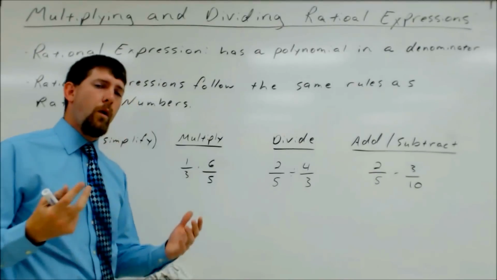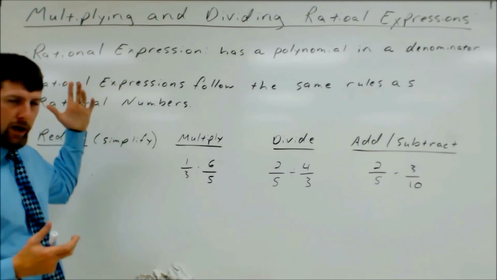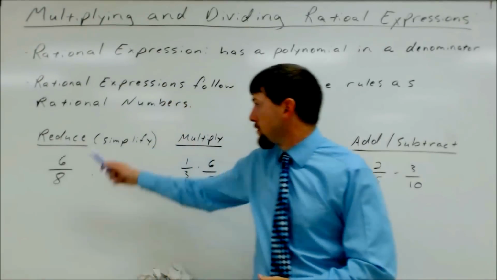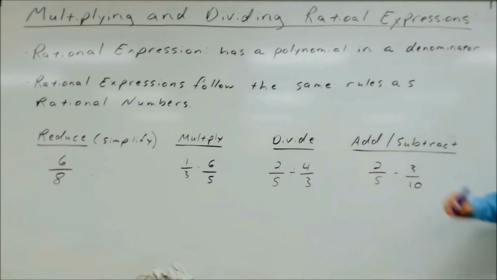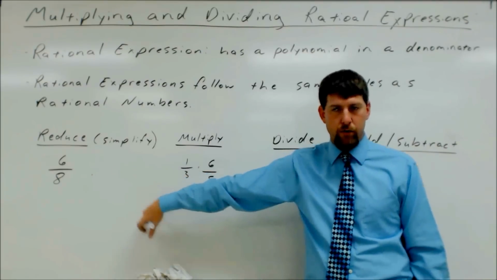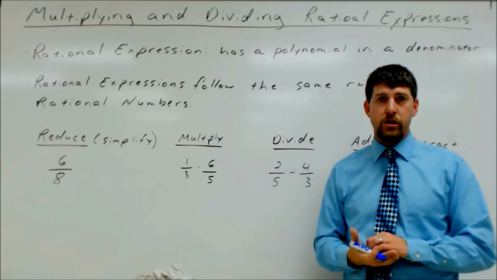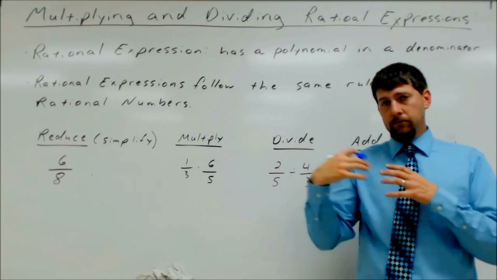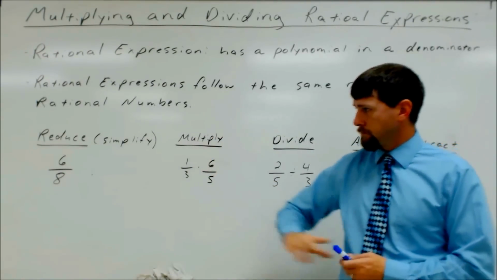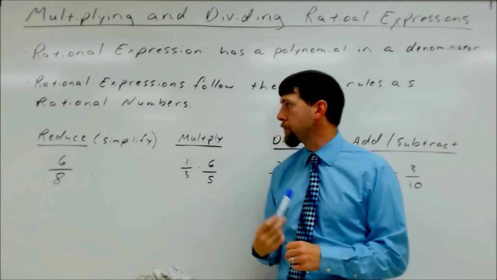Now, when we talk about working with rational expressions, we're actually looking at working with rational numbers. Rational expressions follow the same rules as rational numbers. So if we talk about reducing a fraction, multiplying, dividing, adding, or subtracting, the same rules that we use for rational numbers, we're going to use for rational expressions. Because remember, a polynomial expression is just a relationship of variables and coefficients to create an actual number. So we're realistically working with a rational number in a rational expression, number divided by number.